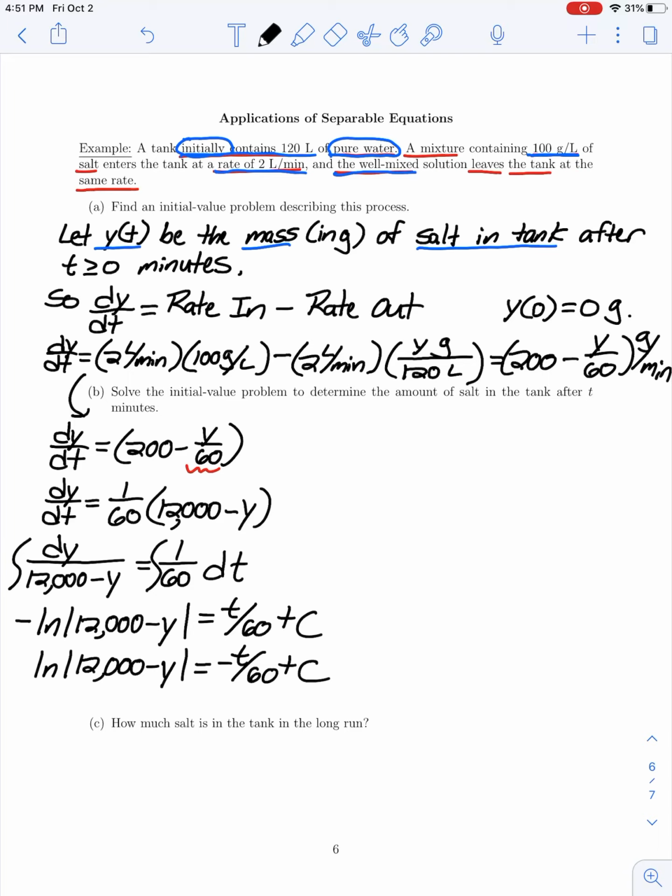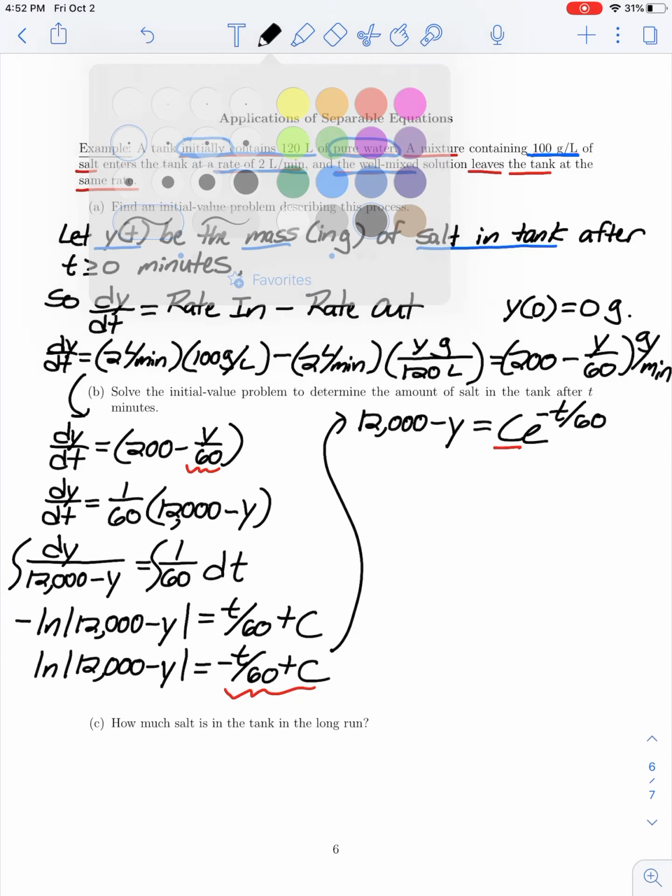Now, to solve for y, we would next exponentiate both sides of this equation. So exponentiating, I would have 12,000 minus y is equal to c times e to the -t over 60. Recall when we exponentiate and use properties of exponentials that e raised to the -t over 60 plus c is the same as an arbitrary constant c times e to the -t over 60. We explained that in our previous parts of this section.